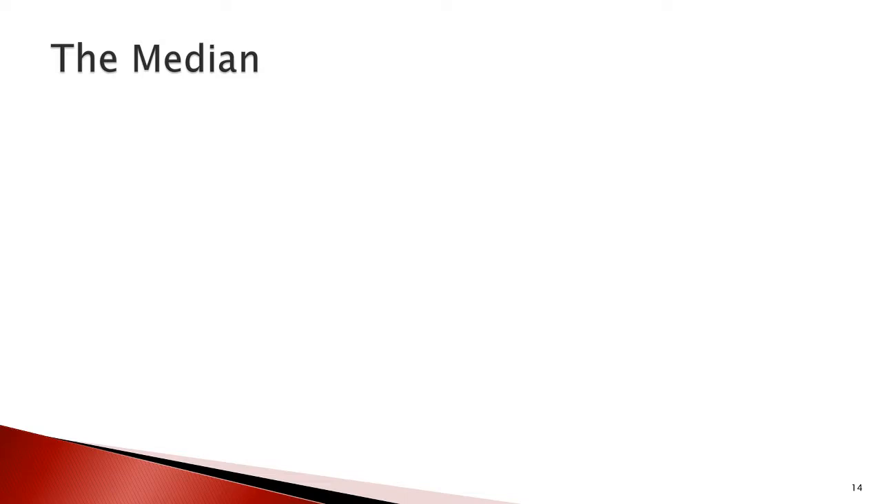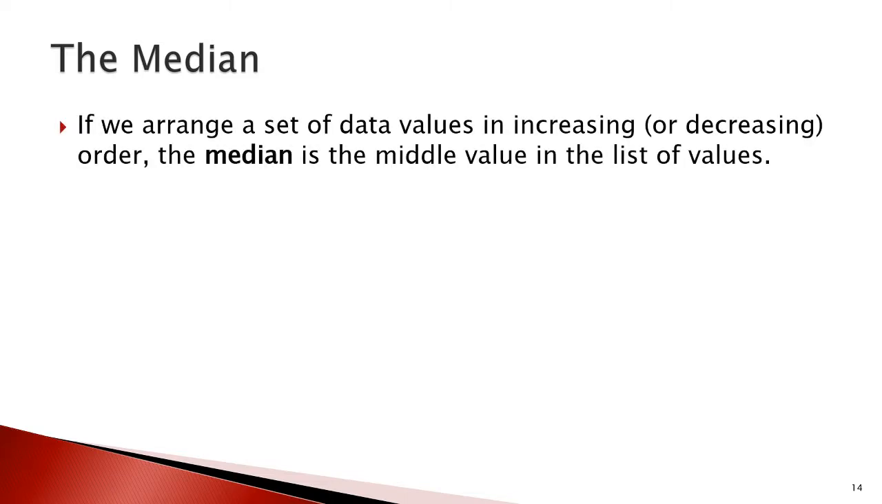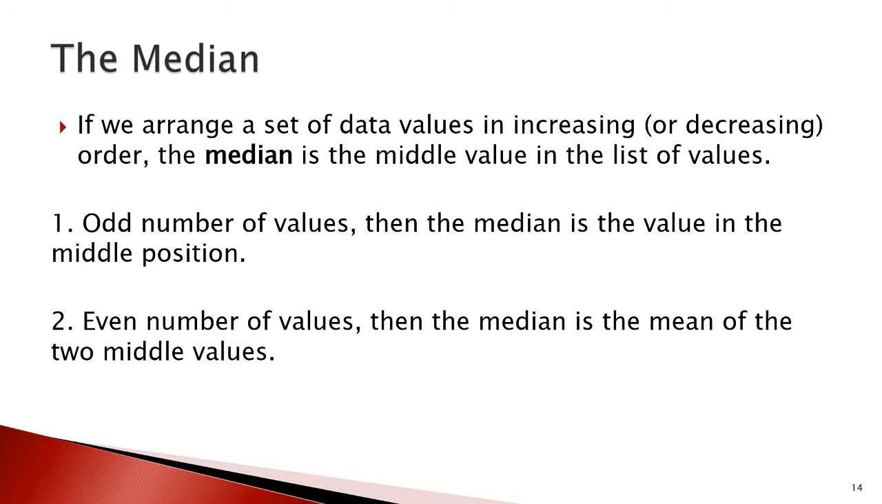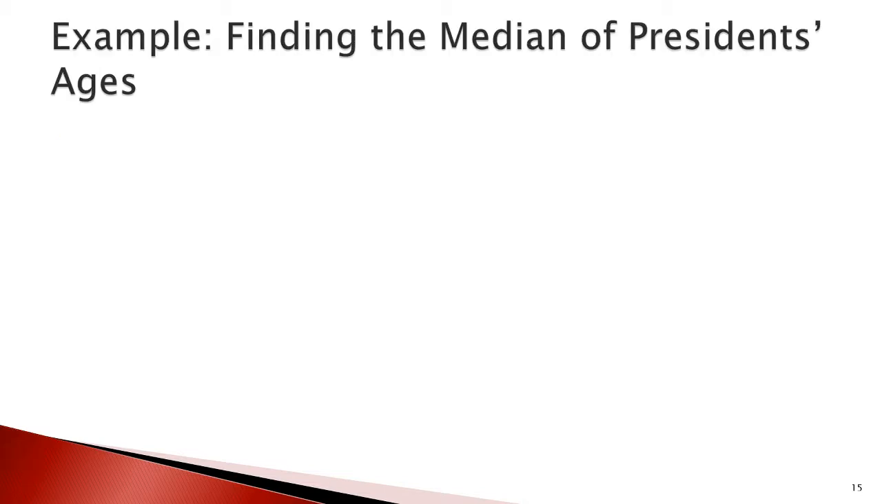Then we are going to learn about the median. To find the median, first we need to arrange our set of data in increasing or decreasing order, and the median is the middle value of the list. If there is an odd number of values, the median is the value in the middle position, and if there is an even number of values, the median is the mean of the two middle values. Let's move on to an example.